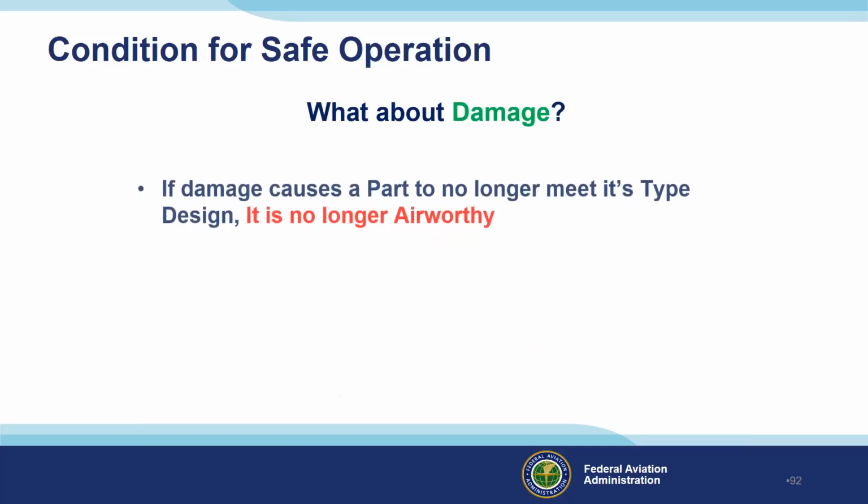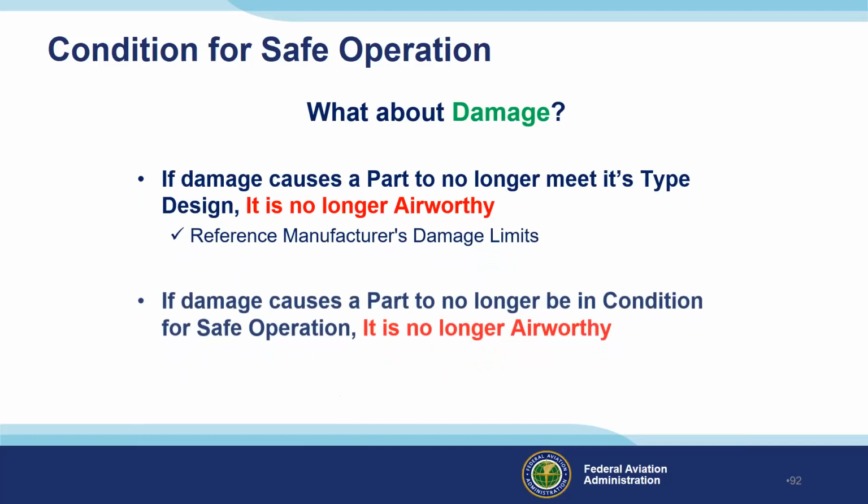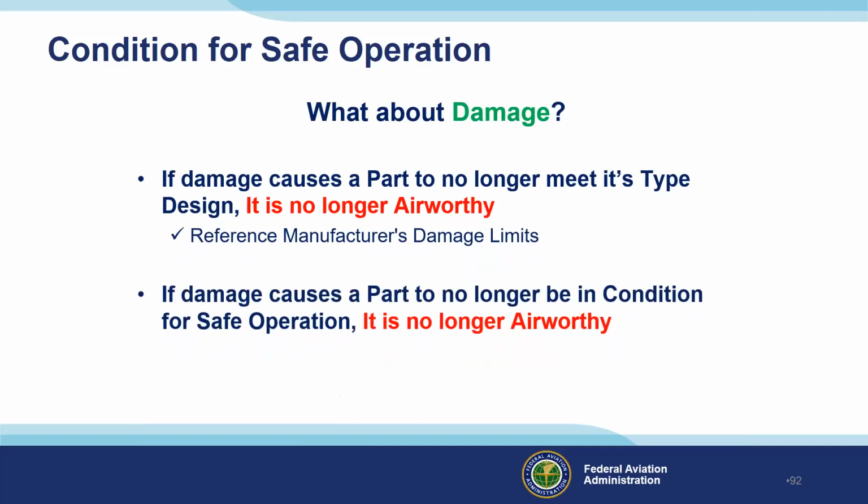So what about damage? Damage can also cause a part to no longer meet its type design. It's no longer airworthy. You have to reference the manufacturer's damage limits. Or if damage causes a part to no longer be in condition for safe operation, it's no longer airworthy. Let's look at some real life scenarios.